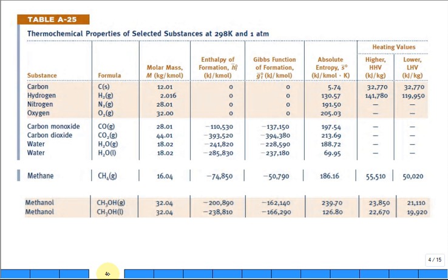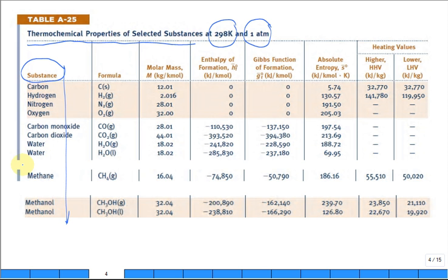We go to a table. Table A25: look at the title for table A25. Thermochemical properties of selected substances at what temperature and at what pressure? That's the standard temperature and pressure. So let's take a look at the first column. It's our substances listed down.